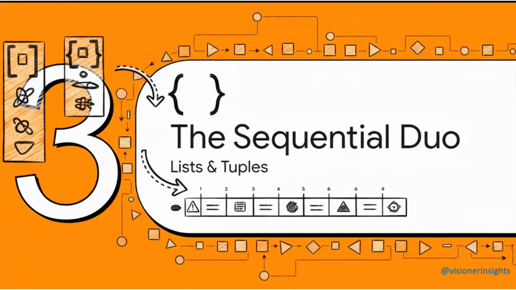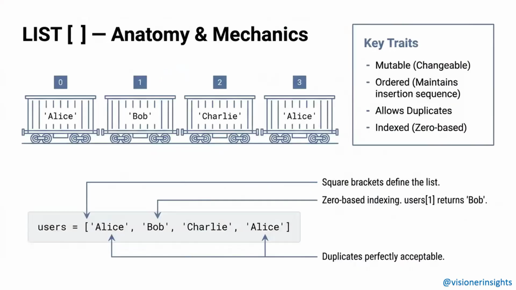The big thing that unites these two is that they both care deeply, deeply about order. The sequence of things matters. Okay, the list. This is your absolute workhorse. Like those train cars, it's ordered. Every item has a specific spot in line. It's indexed, which means you can call any item by its position, like users 1 to grab Bob.